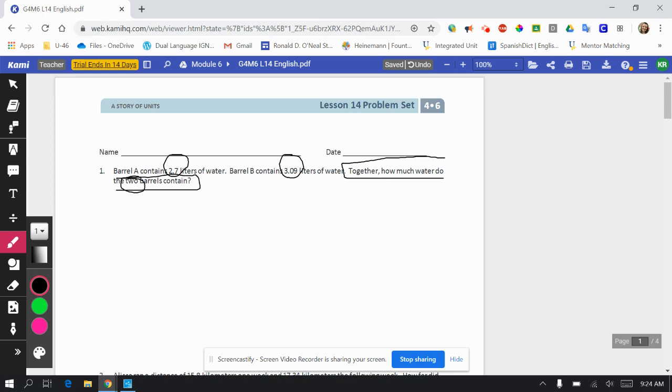Barrel A contains 2.7 liters of water. Barrel B contains 3.09 liters of water. Together, I would say that's an important word. The word together is going to tell me to add, subtract, multiply, or divide. It will tell me to add. Together, how much water do the 2 barrels contain?